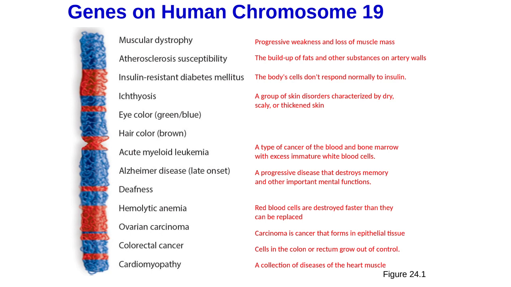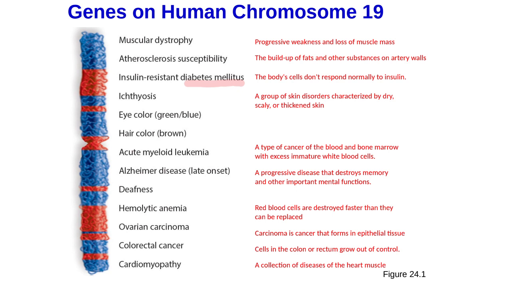And actually, diabetes mellitus, let me see if I can use the highlighter here. So this mellitus here, this actually refers to the idea that the urine is actually sweet because it has excess glucose in it. Okay, the next one is ichthyosis. This is a group of skin disorders characterized by dry, scaly, or thickened skin.